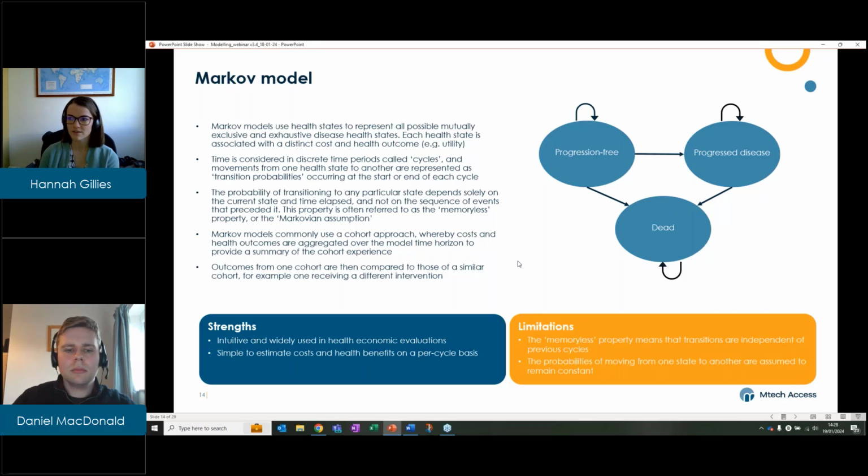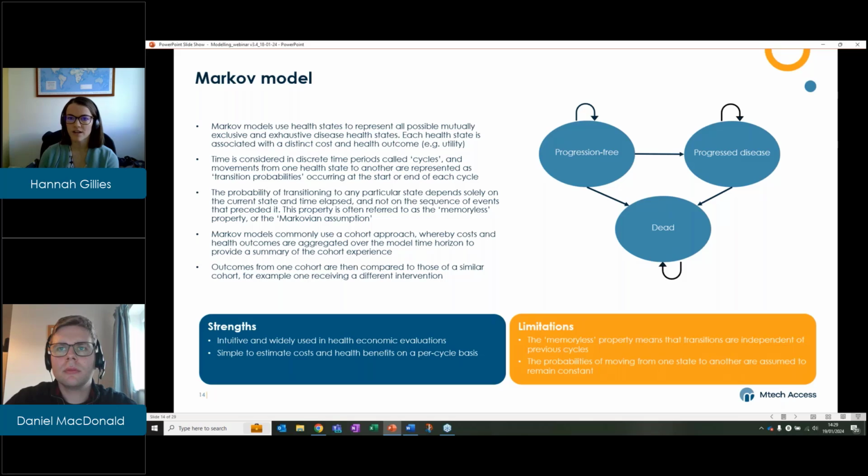So if we look at the example on the right-hand side, this is an example of a simple 3-state Markov model. In this example, we have the blue circles representing the health states, and the 3 that we have here are progression-free, progressed disease, and dead. And this is a very common Markov model used in modelling of oncology or cancer treatments, where patients can be categorised into these health states.